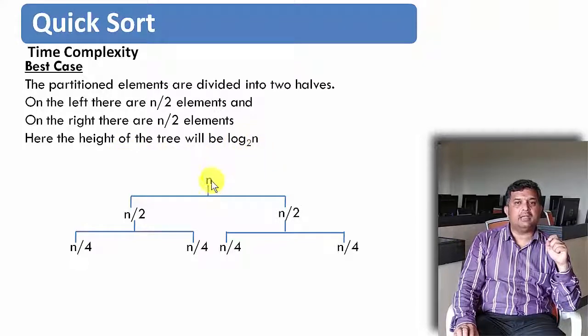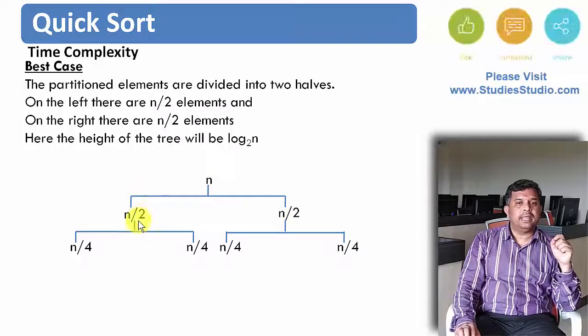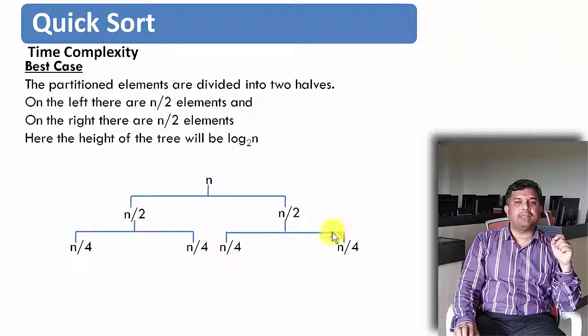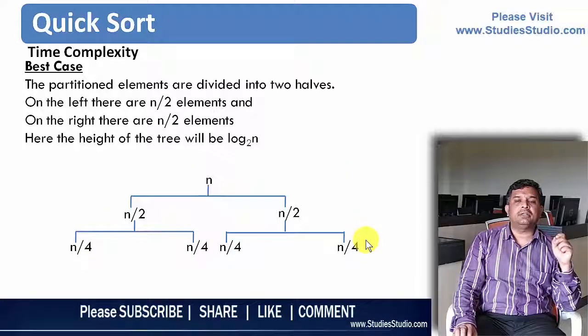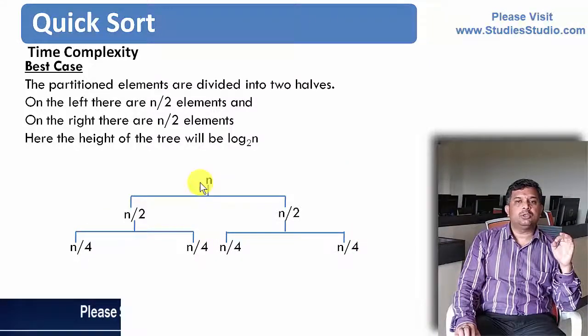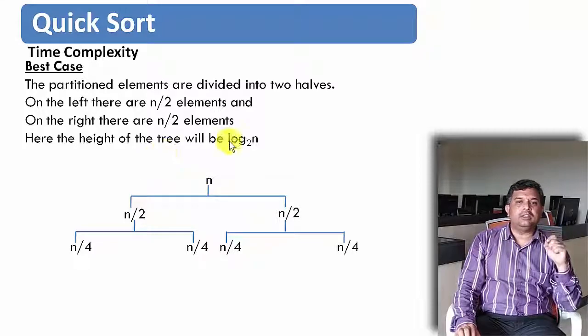It means we are having n data, then left hand side n by 2, right hand side n by 2. Again this n by 2 will have on the left hand side n by 4, right hand side n by 4. Again for this also left hand side n by 4, right hand side n by 4. And the height of the tree, if n equal to 8, then the height of the tree will be 3. So we can see the height of the tree we can get by log base 2 of n.